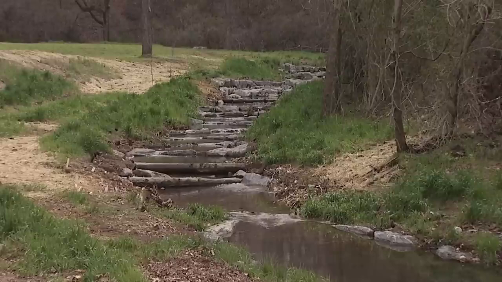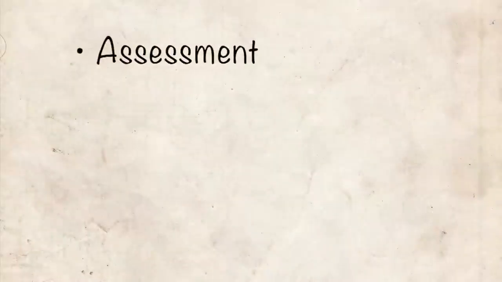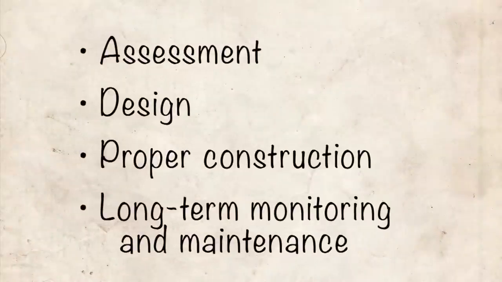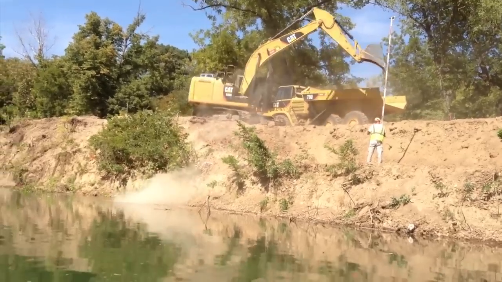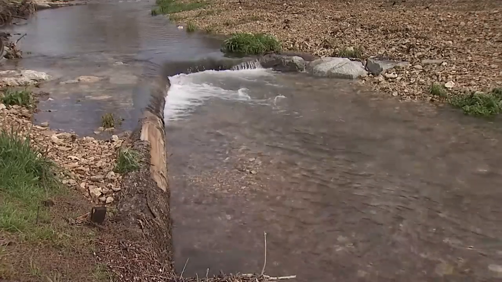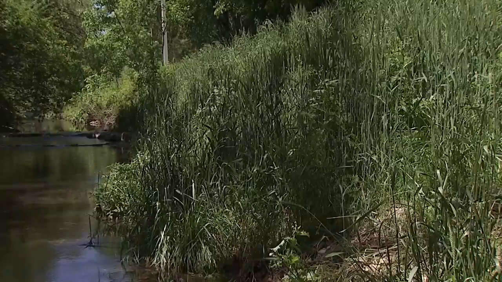Restoring stream stability and function requires working with qualified professionals in a multi-step process of assessment, design, proper construction, and long-term monitoring and maintenance. This design may include grading to reconnect the floodplain, in-stream structures for stabilization and to decrease the slope of the stream bottom, and lots of vegetation.